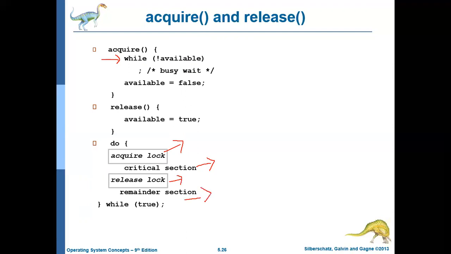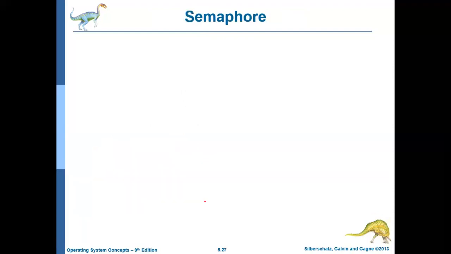Okay, so this is how basically Mutex lock works, and Mutex lock is a software based solution. Okay, the next concept we will be discussing is semaphore. Semaphore is a more robust solution to the critical section problem than Mutex lock. This is also a software-based solution.